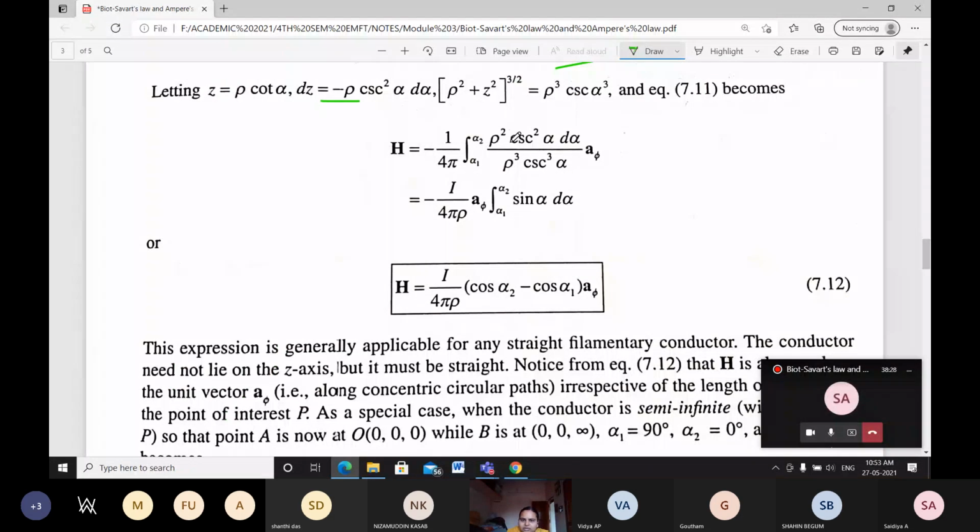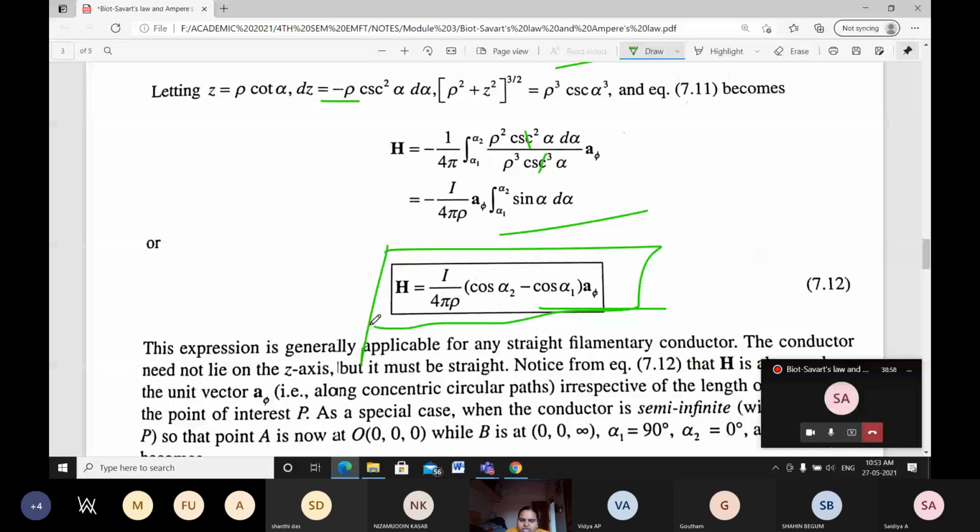Again, if I solve, I will get minus I divided by 4 pi rho a_phi with integration alpha 1 to alpha 2 of sin alpha d alpha. Then if I integrate here, we will get H as I divided by 4 pi rho times (cos alpha 2 minus cos alpha 1) into a_phi. This you have to remember. This is the magnetic field intensity equation of H.